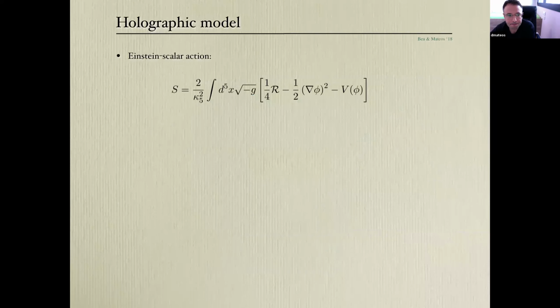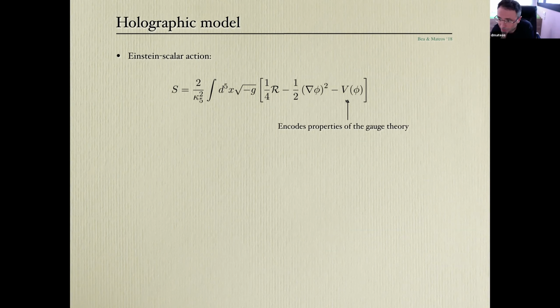Okay. So the model that I'm going to be using is the simplest model, or one of the simplest models you could think of, which is simply gravity in 5 dimensions. This is the Einstein-Hilbert term, coupled to a scalar field with an appropriate potential that encodes all the properties of the gauge theory. So changing this potential or specifying this potential is the gravity analog of specifying the gauge theory Lagrangian, if you want, the dual gauge theory Lagrangian.